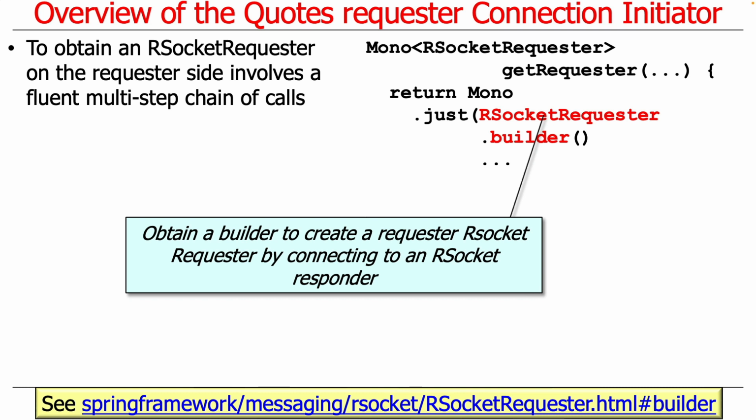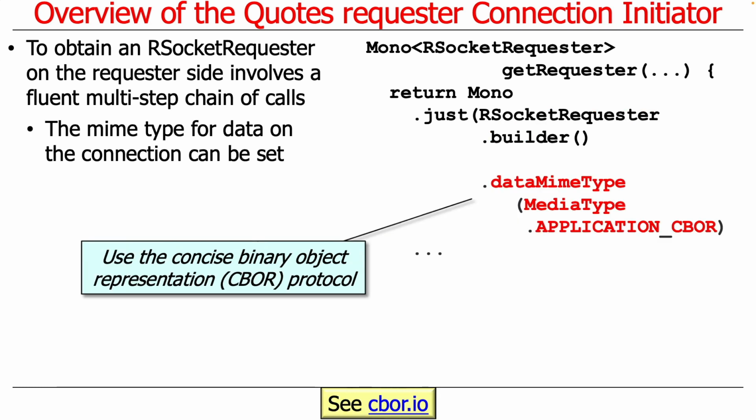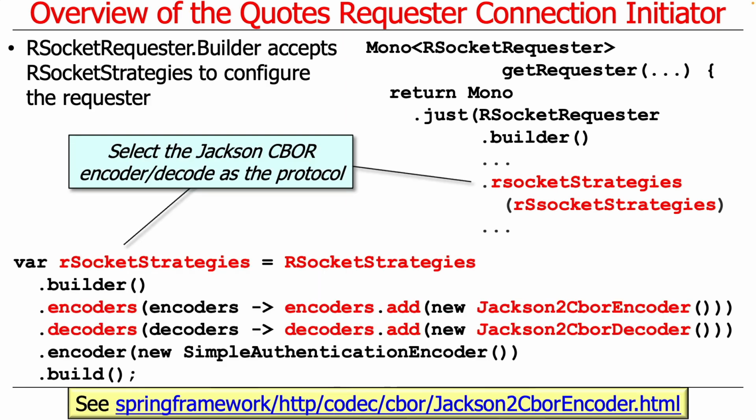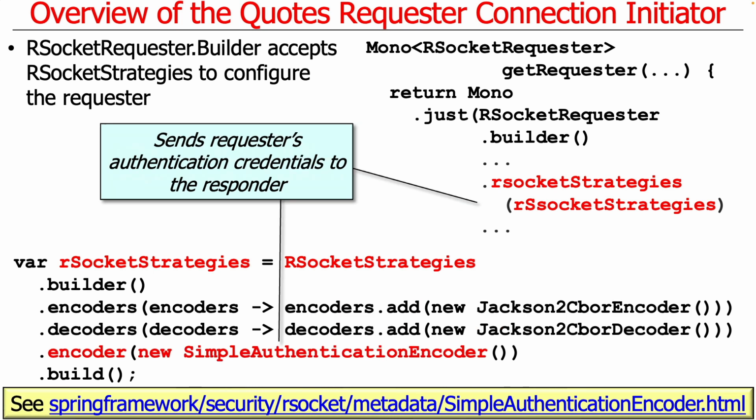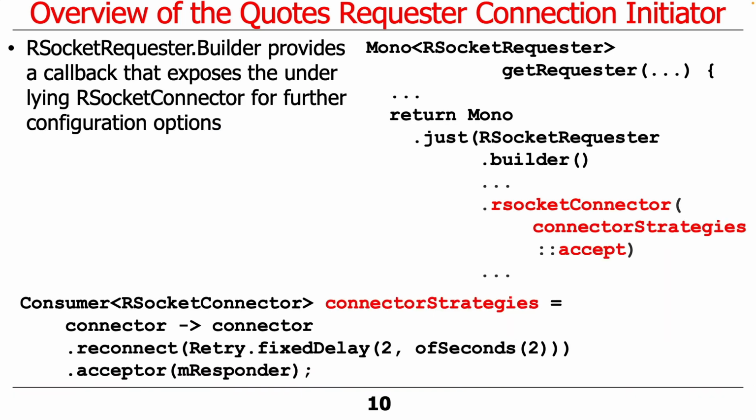And it starts by building an RSocket requester builder. Then you tell it what type of messages you want to send, which are going to be binary messages using the concise binary object representation CBOR protocol. We then go ahead and set up the encoders and decoders for this protocol, and we set up the authentication mechanism to make sure that we have the right credentials.